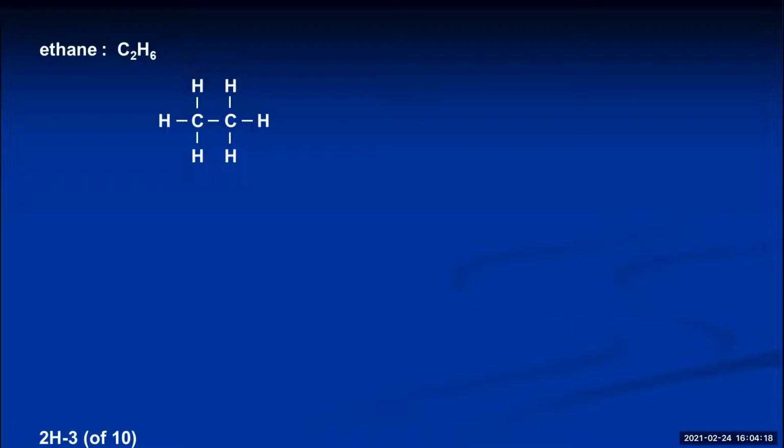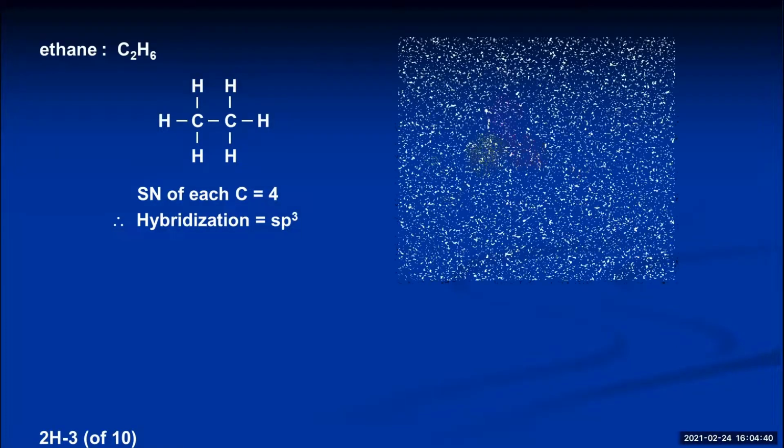If I ask you what's the hybridization of each of the carbons, what do you think it's going to be? sp3. That's because each carbon has a steric number of 4, right? And so you hybridize an s, a px, a py, and a pz for each of them. So each carbon, because they have steric numbers of 4, will be sp3 hybridized, okay? Now, what does that molecule look like?